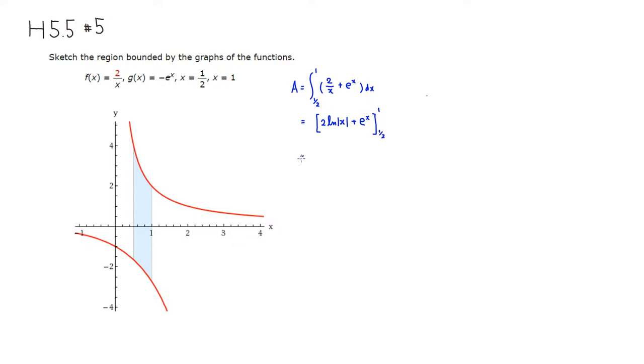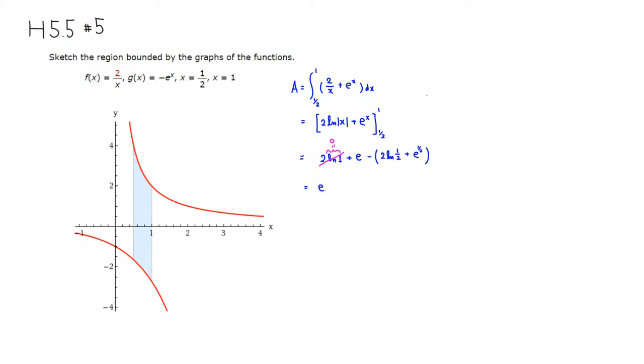So this is going to be equal to, if you plug in 1, 2 times natural log of 1 plus e to the 1, which is e, minus 2 times natural log of 1/2 plus e to the 1/2 power, inside the parentheses. We know that natural log of 1 is 0, so you can scratch the first term. So this is going to be equal to, you have an e here.